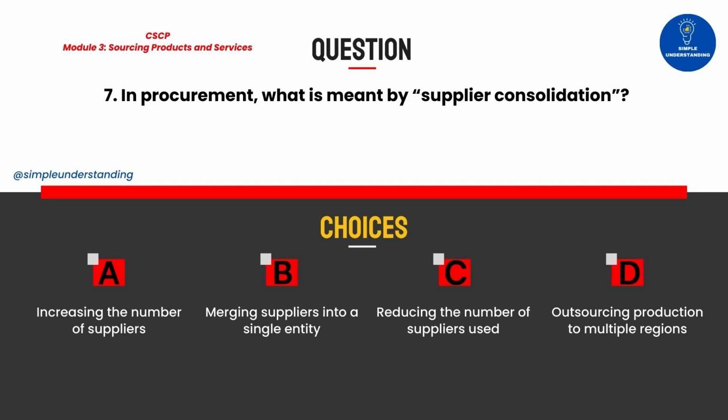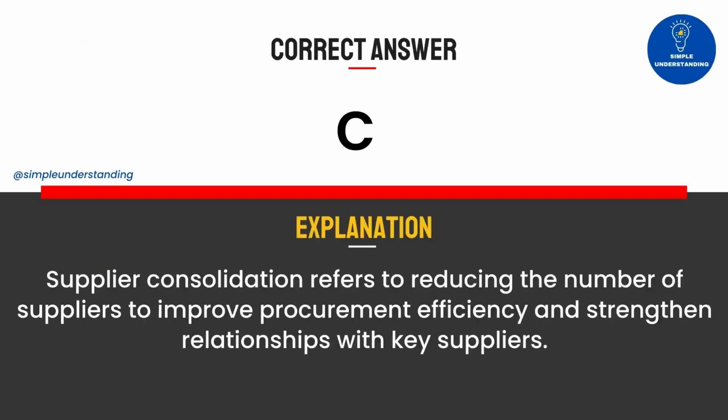7. In procurement, what is meant by supplier consolidation? A. Increasing the number of suppliers. B. Merging suppliers into a single entity. C. Reducing the number of suppliers used. D. Outsourcing production to multiple regions. Correct answer C. Explanation.